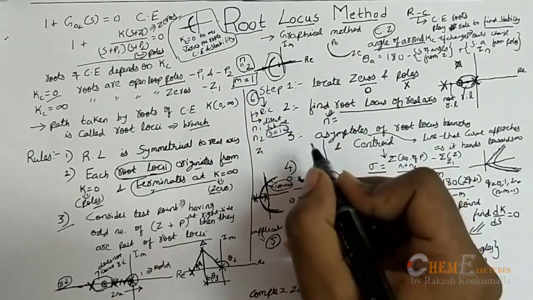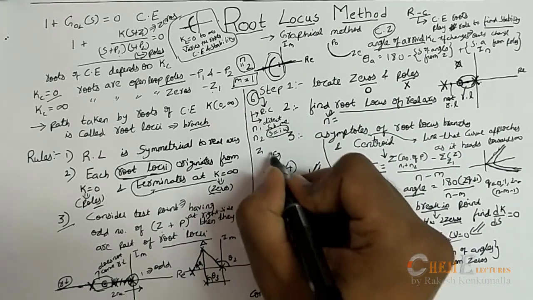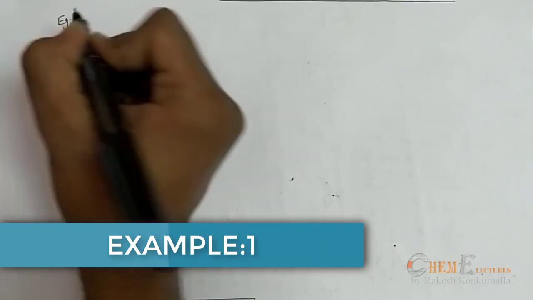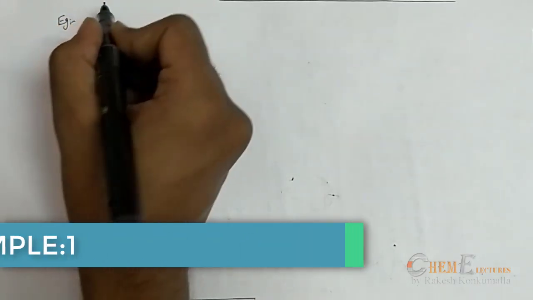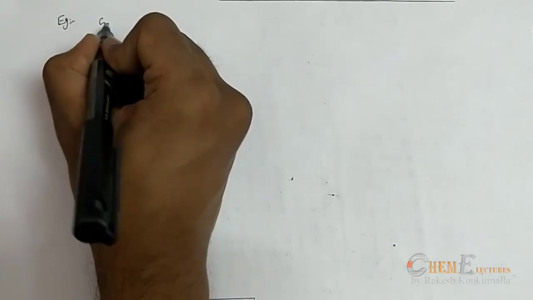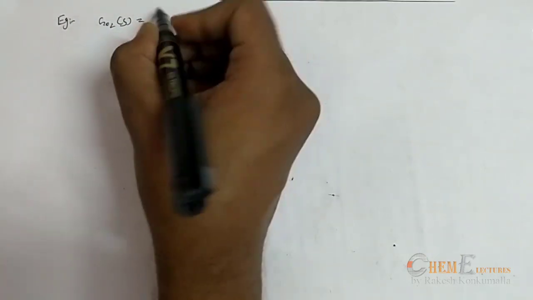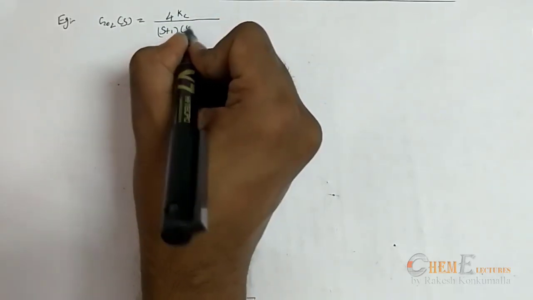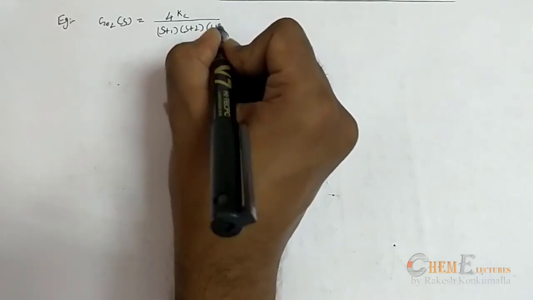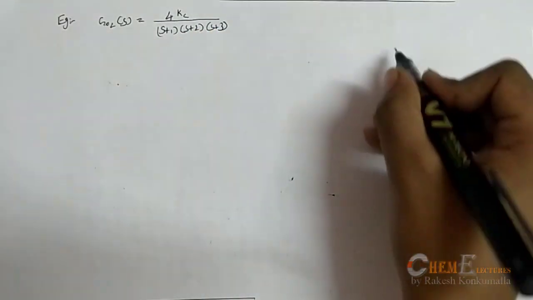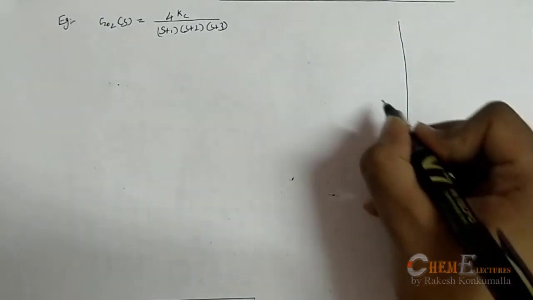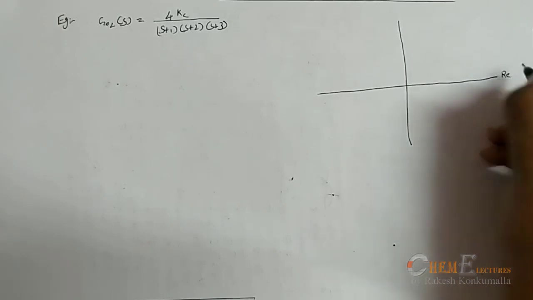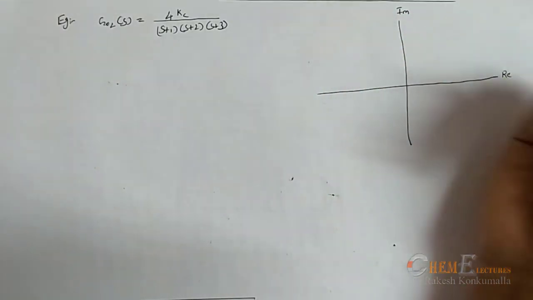If I take an example and explain each and every step, you can understand very clearly. Now let me take an example so that you can get a better understanding of a root locus diagram. Let my open loop transfer function be equal to 4 Kc by (s plus 1)(s plus 2)(s plus 3). So this is my root locus diagram with a real axis and an imaginary axis.